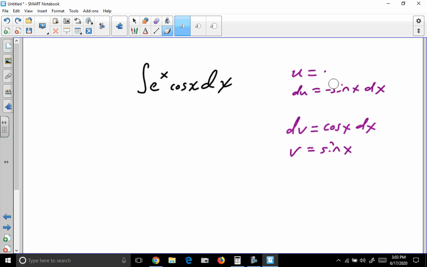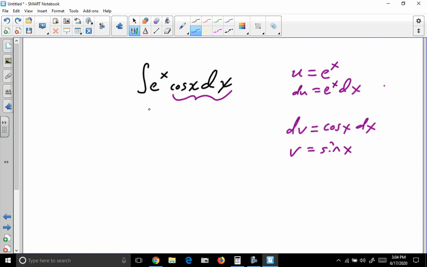Let's pick it this way. Let's pick u to be e to the x. So du would be e to the x dx, and dv would be cosine x dx. So this is u, and that's dv. So v would be sine x. So when we integrate that, we would get u times v minus the integral of v times du.